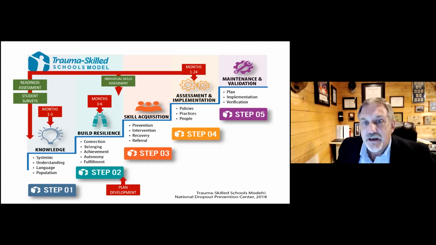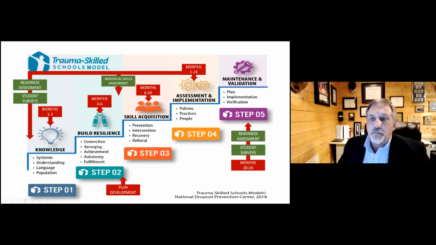And then for the next year to year and a half, we actually begin the training of individual skills. And so then we follow that up. At the end, we complete it. In the end, I'd say that's typically a 2-year cycle to do initial implementation with this model. We follow it up with a repeat of the readiness assessment and the student surveys.